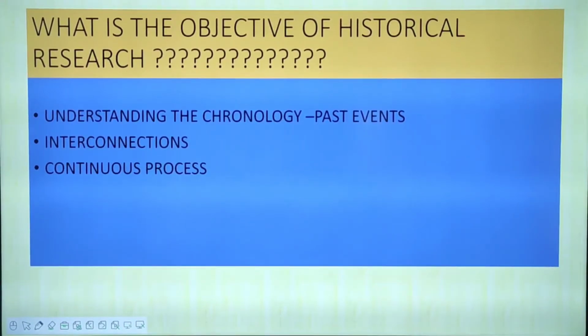Second is interconnections. Every event is interconnected. If a particular incident has taken place in the past, there is a reason why that incident happened. So it is interconnected. And how is the process of research? It's a continuous process. Any type of research, whether it's a historical research or a research in the field of science, it's a continuous process.